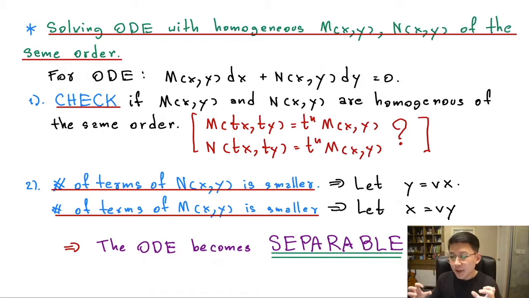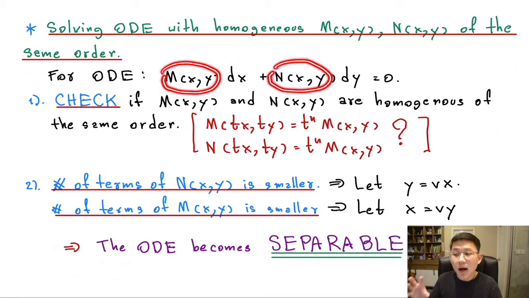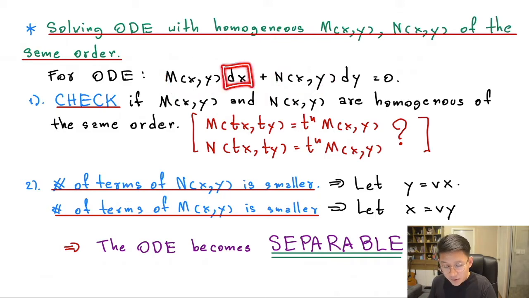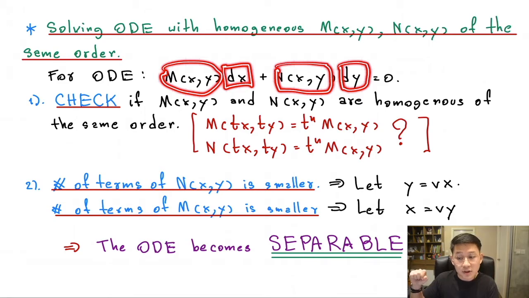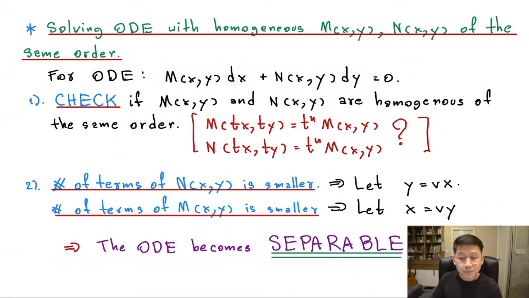Okay, so now we know what homogeneous functions are, right? So if you see differential equations that the M(x,y) here and the N(x,y) here are homogeneous of the same order. Right now the thing in front of the dx can be a function of x and y. It doesn't need to be only x. The thing in front of dy can be a function of x and y. So it can be both x and y, right? So we can't really use the techniques from the separable chapter, right?